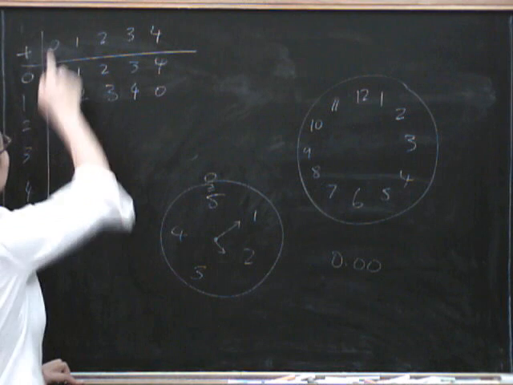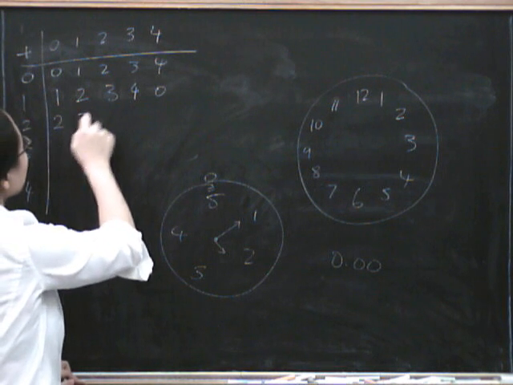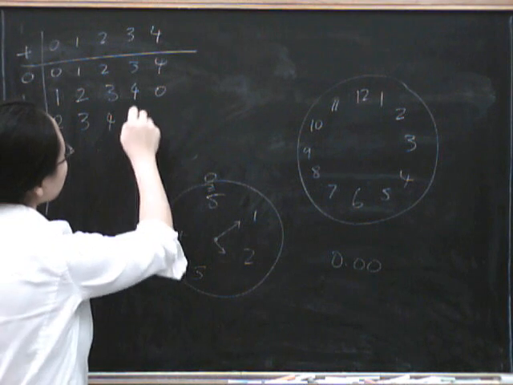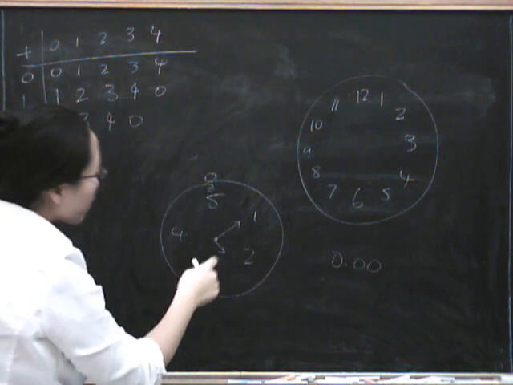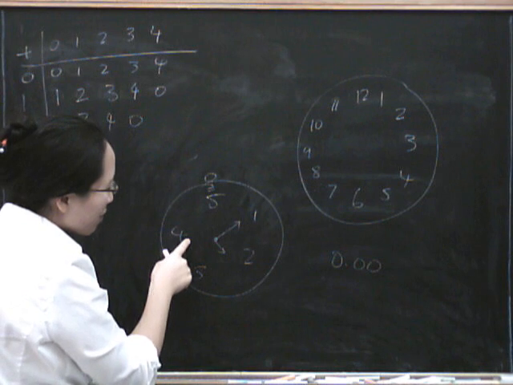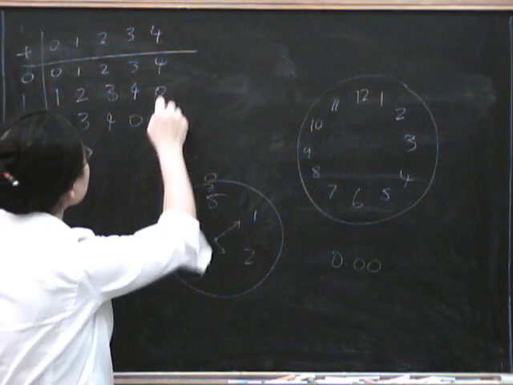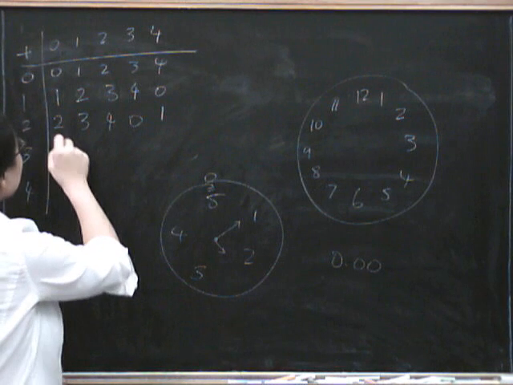So now if we do 2 add 0, we get 2, 3, 4. But then here, we've got back to 5, so we get 0. And 2 add 4, so we go to 4, and then we add another 2, goes 1, 2. And we get back to 1. So I hope you can see what pattern this is going to give us.